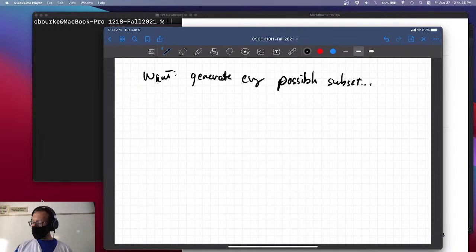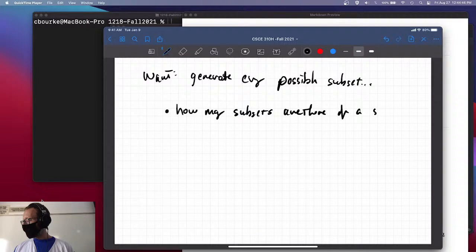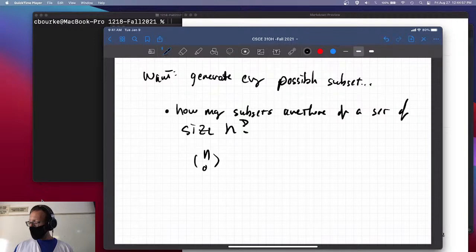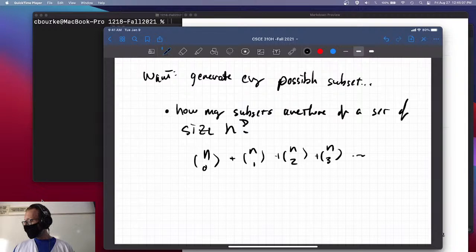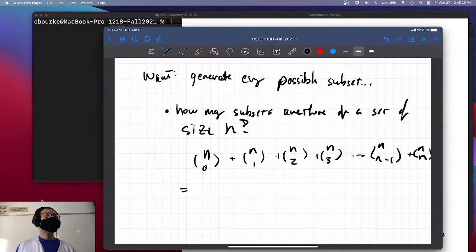So I want to generate every single possible subset. First of all, how many subsets are there of a set of size n? Well, you have to choose the empty set and choose nothing. You have to choose all the singleton sets and choose one. You have to choose all the pairs, all the triples, dot, dot, dot. You have to choose all the sets that exclude one thing. You have to choose the set that contains all of the elements. Well, if I sum all of these up, what is the size of that? How many possible subsets are there? Not factorial, but still 2 to the n, right?